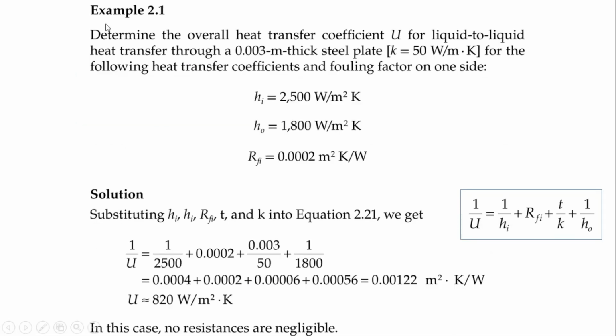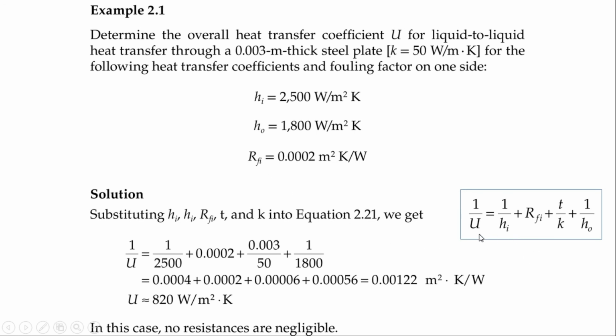So here comes the example: determine the overall heat transfer coefficient U for liquid to liquid heat transfer through a 0.003 meter thick steel plate, which has a thermal conductivity of 5 watt per meter per Kelvin, for the following heat transfer coefficients and the fouling factor on one side. The fouling factor is only on one side, as mentioned in the question statement. Usually it is on two sides, inside the inner pipe and outside the inner pipe. These are the heat transfer coefficients for the inner pipe and the outer pipe, and this is the fouling factor for only one side.